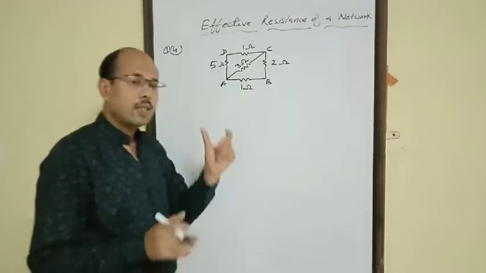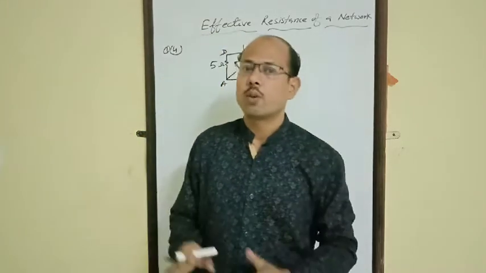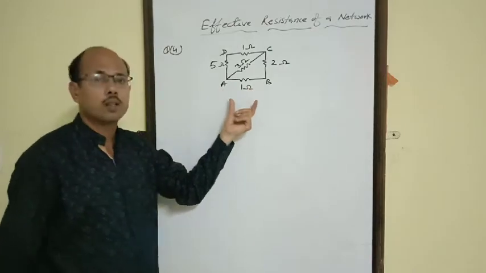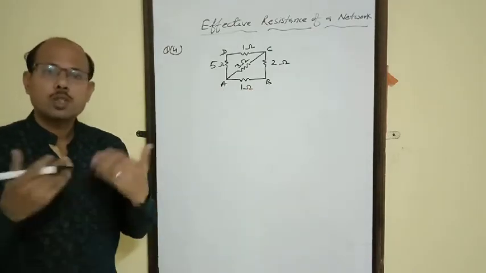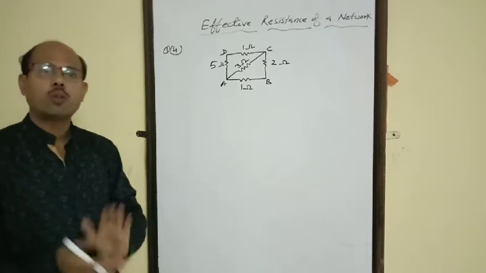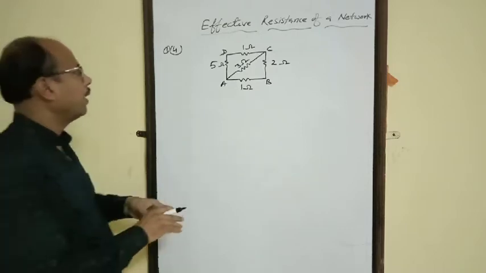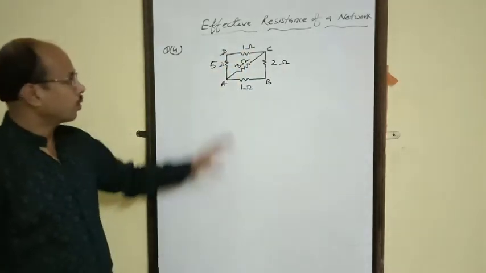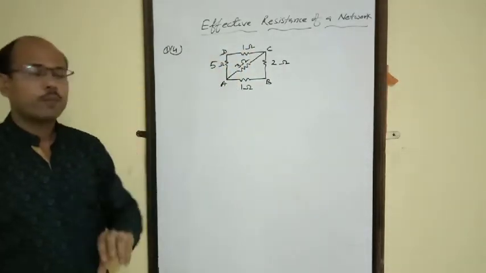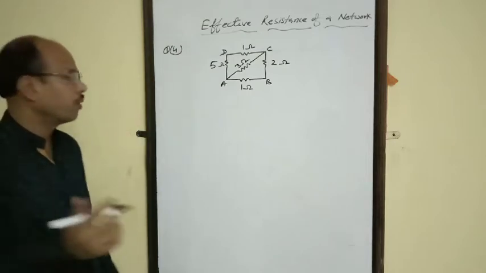Whenever such a question is given to you, to find the effective resistance of this network, terminal points must be given. Between which 2 points we have to find the effective resistance, and depending upon that there may be different parts in this question. The question is single, but there may be different parts. I am discussing different parts.